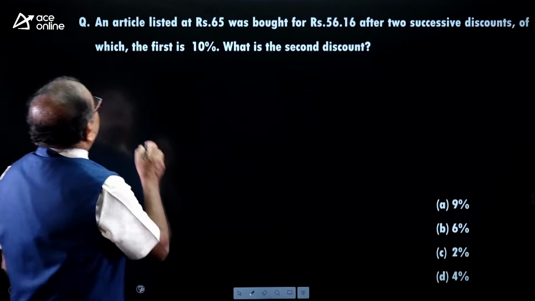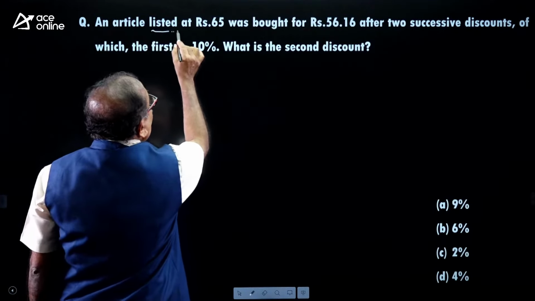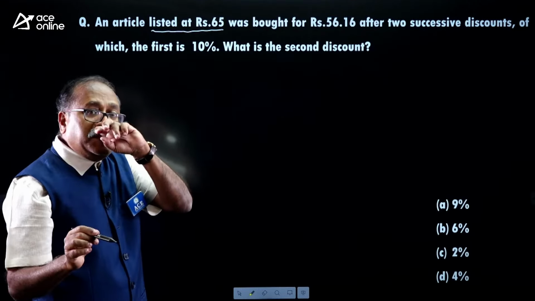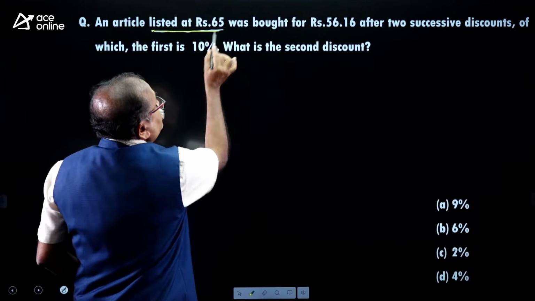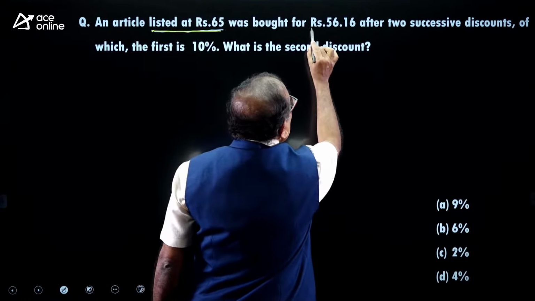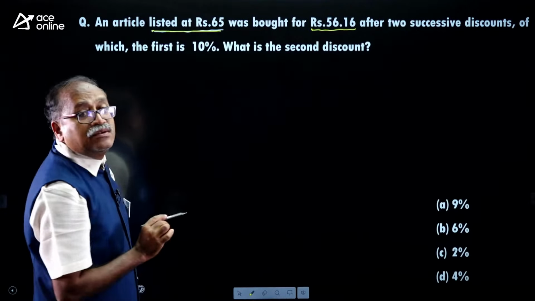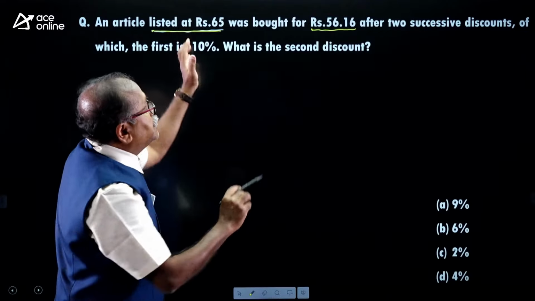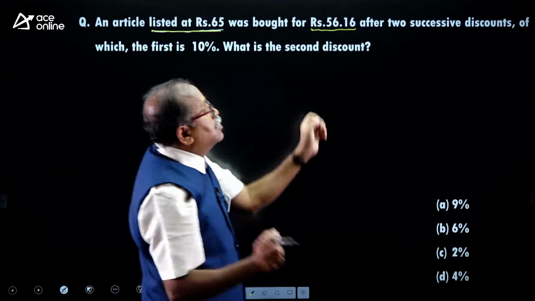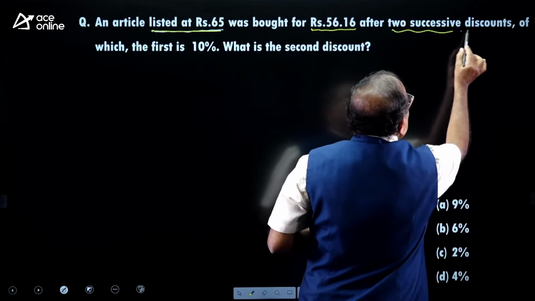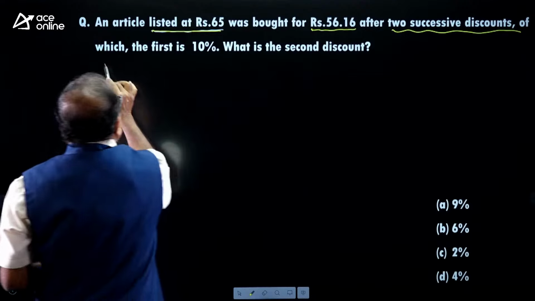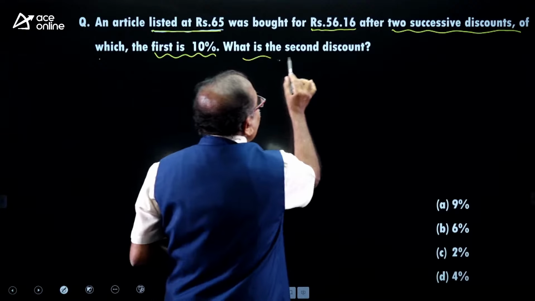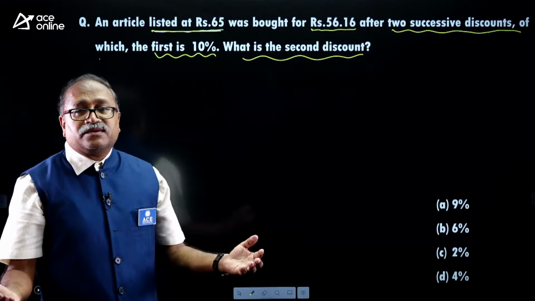Now, I notice that here, an article is listed for rupees 65, that is Mr. Singh's marked price, and was bought for rupees 56.16. Okay, this is the selling price for the trader, and for the person who bought, it's the cost price. After 2 successive discounts, of which the first discount is 10%, then what is the second discount, my brothers?